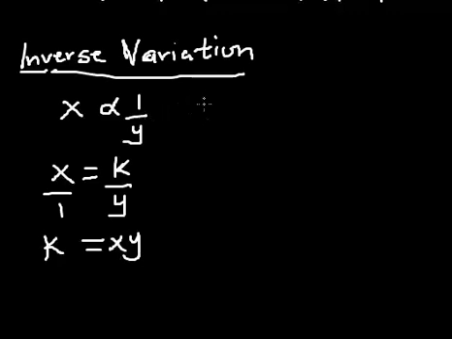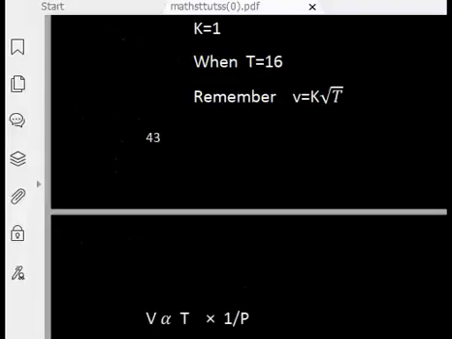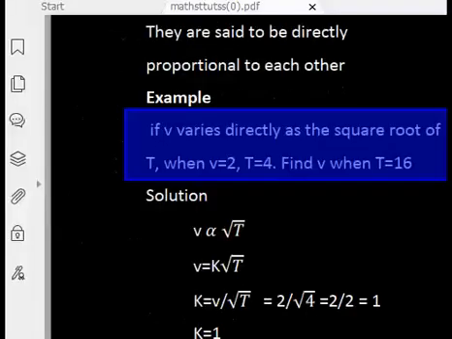And of course, what is the implication of inverse variation? If two quantities inversely vary with each other, when one increases, the other one decreases, and vice versa. So let's look at some questions that illustrate inverse variation.